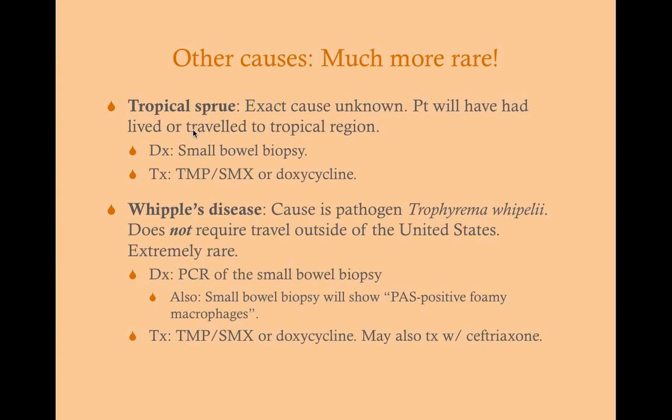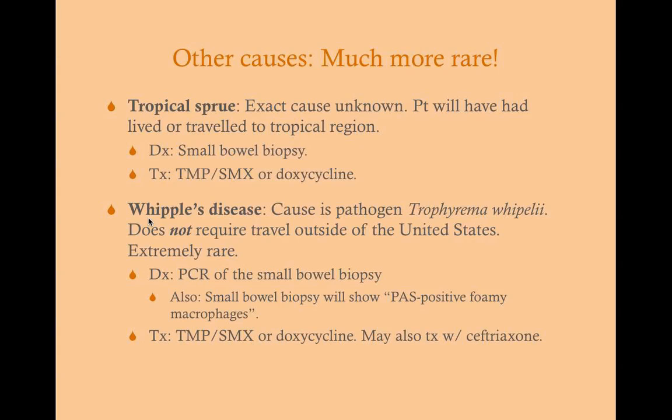So once you've excluded those and the patient still has malabsorption, they still have fat in their diarrhea, go ahead and do a small bowel biopsy, and that will be diagnostic. You don't need to know what that small bowel biopsy looks like. Just know that that's the way you diagnose tropical sprue. And if it comes back positive for tropical sprue, then the treatment is going to be Bactrim, which is trimethoprim sulfamethoxazole, or doxycycline.